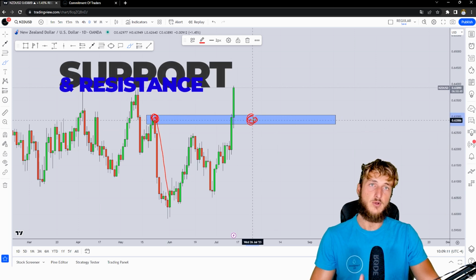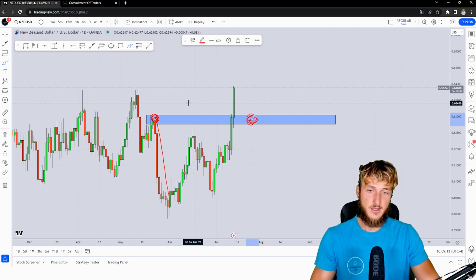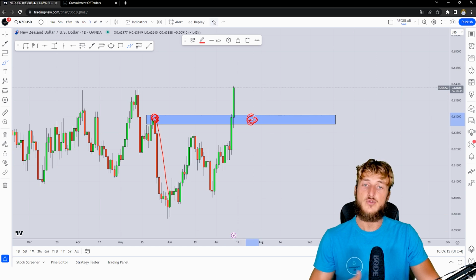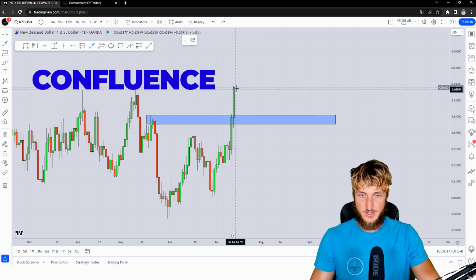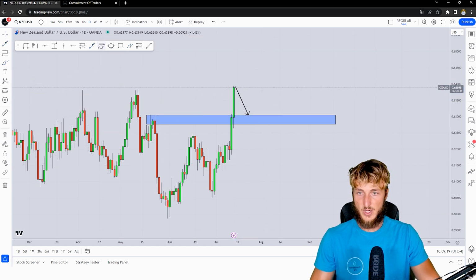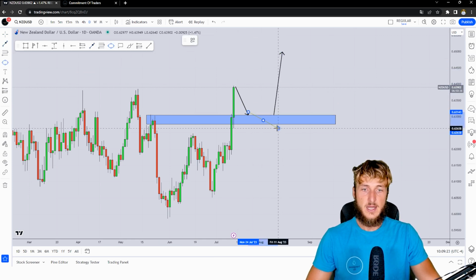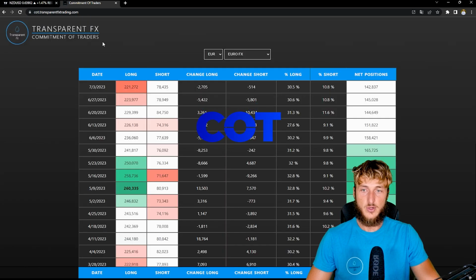So in this level, we have both the Fibonacci levels and the structure support. This creates confluence of support at this zone, which we could expect this market to potentially test and then to reject to the upside.